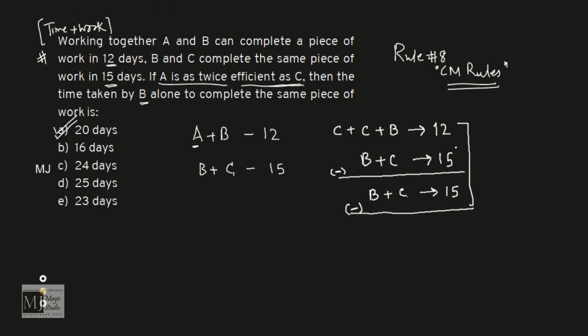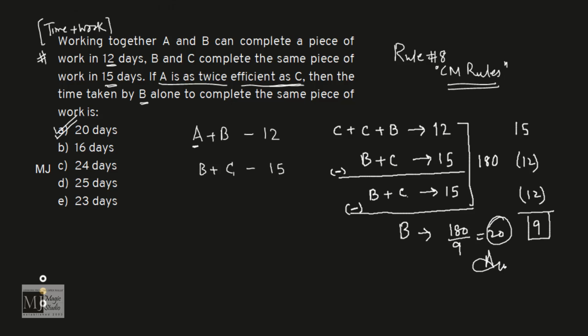Now the CM rules. 15, 15 and 15. CM, common multiple, or LCM, whatever comes into your mind directly. Let 180 come. 180 by 12 is 15. 180 by minus 15 is minus 12. 180 by minus 15 is minus 12. So what I am getting is 24 minus 15. 24 minus 15 is 9. So B would complete this work in 180 by 9, that is 20 days. Bingo. CM rules rule. Isn't it?